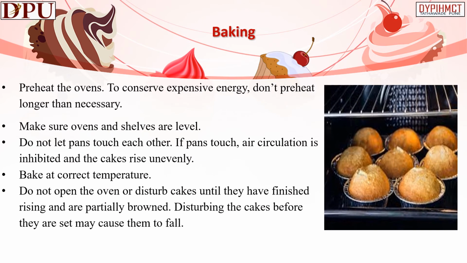We will see the correct process of baking. Preheat the ovens. To conserve expensive energy, don't preheat longer than necessary. Make sure ovens and shelves are leveled. Do not let pans touch each other. If pans touch, air circulation is inhibited, and the cakes rise unevenly.